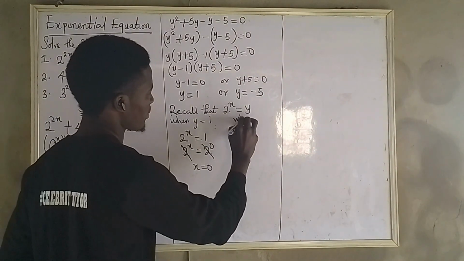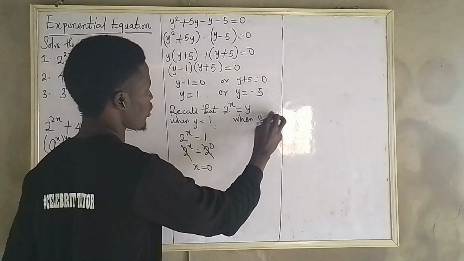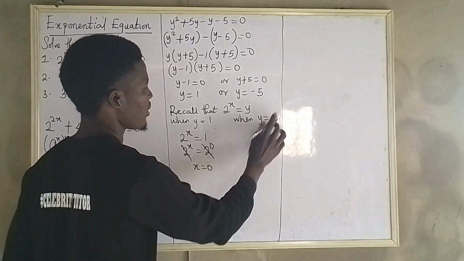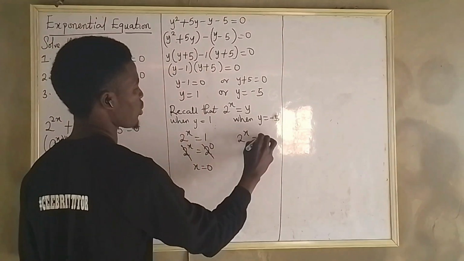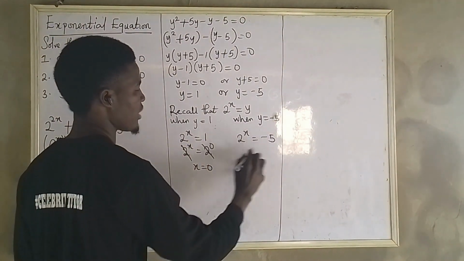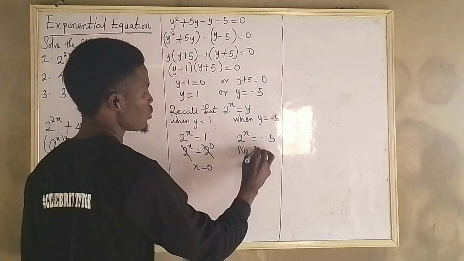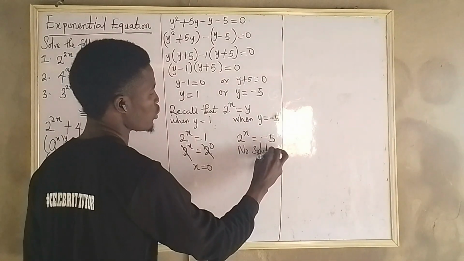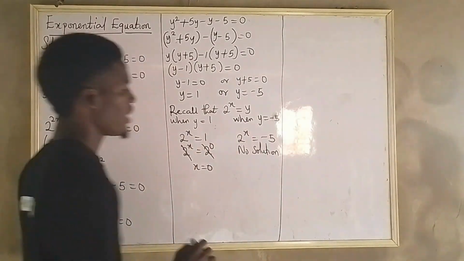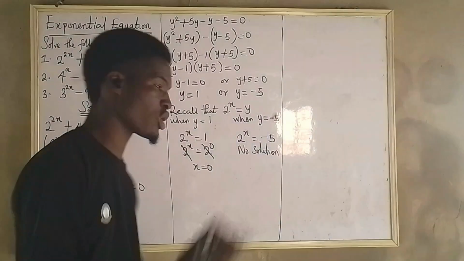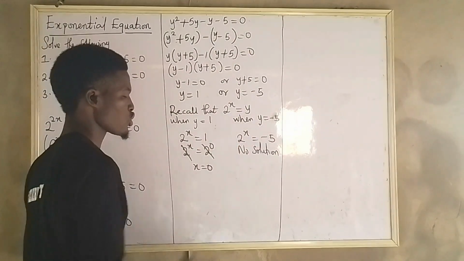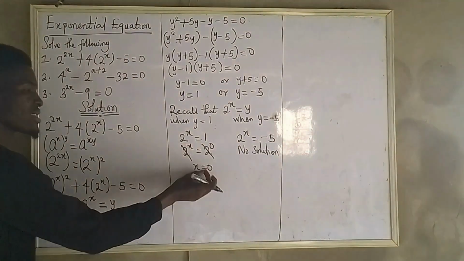Now when y is equal to minus 5, you are going to have 2 raised to the power x equal to minus 5. For this kind of thing, no solution. Because of this negative answer that is here, you cannot have any solution. So this has no solution. So that means our final answer for x is what?